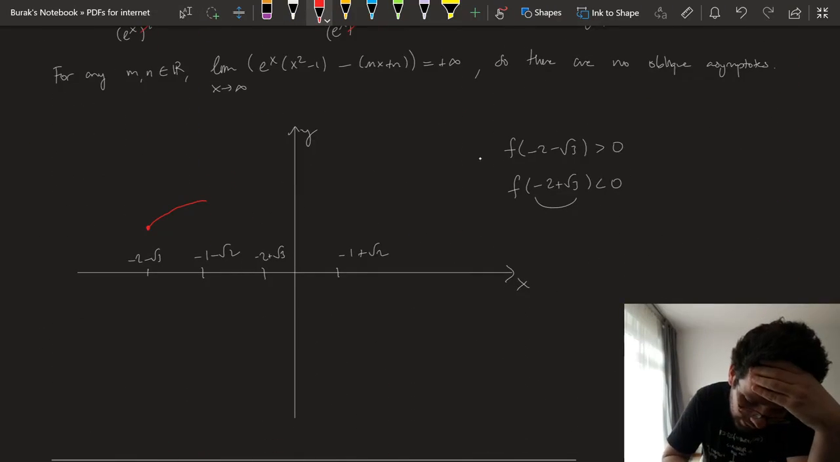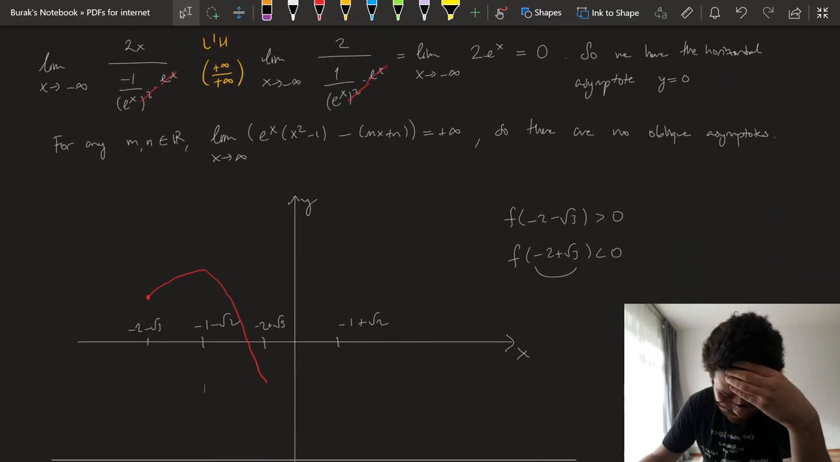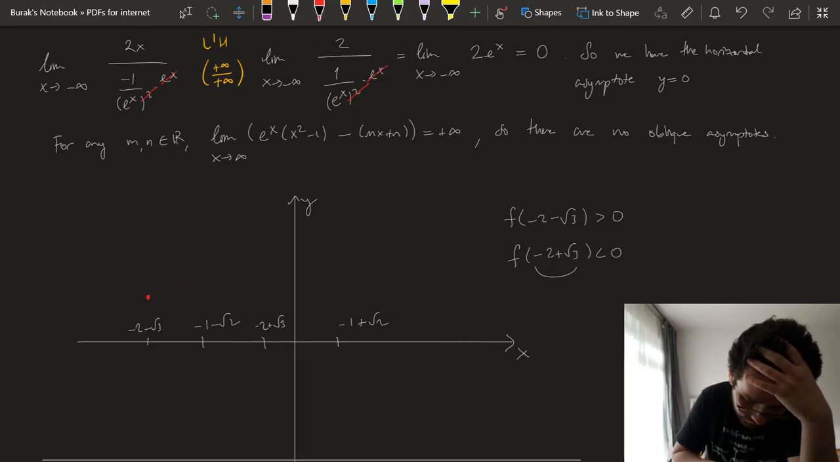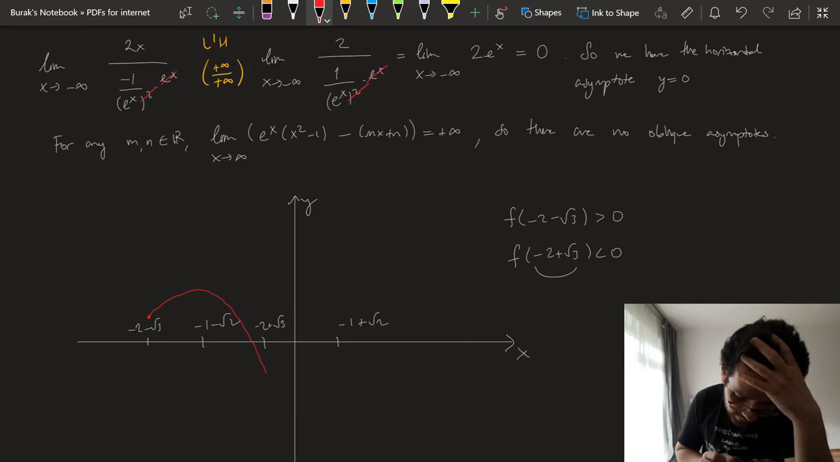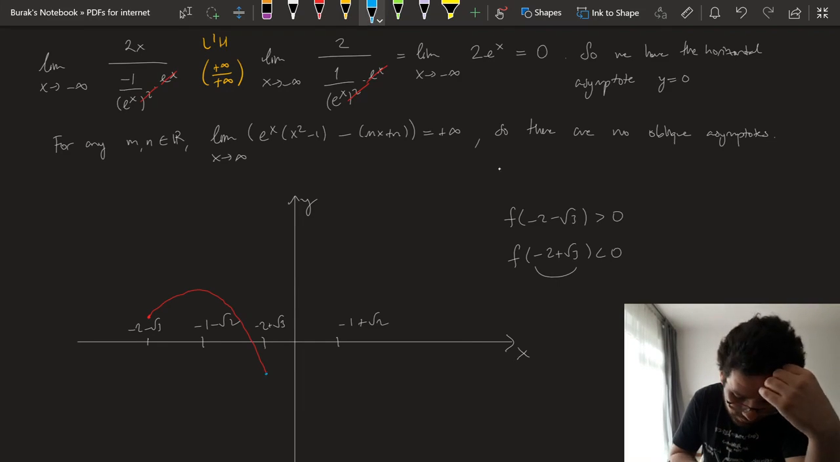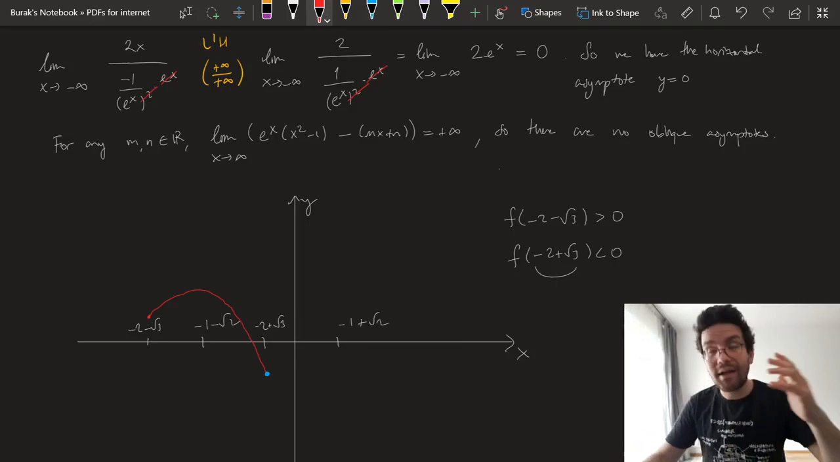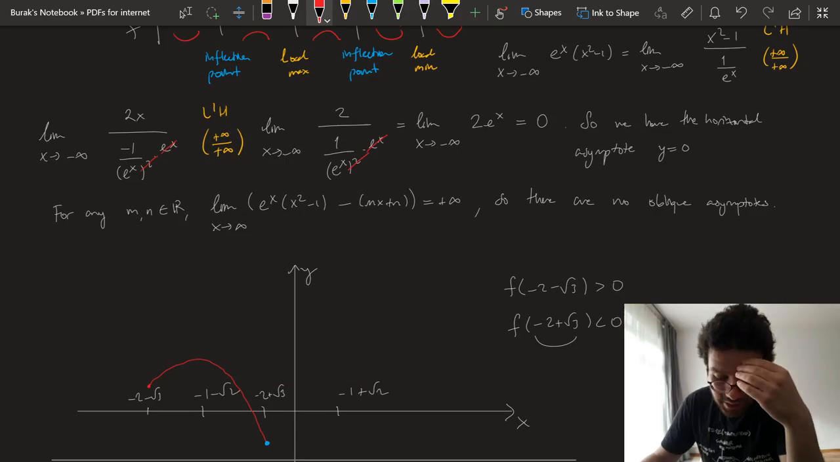Something like this happens. And then at this point, let me draw this again. It's increasing, concave down. And at this point, it's an inflection point. The graph changes its concavity. It starts to curve up. Well, I shouldn't say up, but it starts to curve kind of upwards, okay? It's going to become concave up.